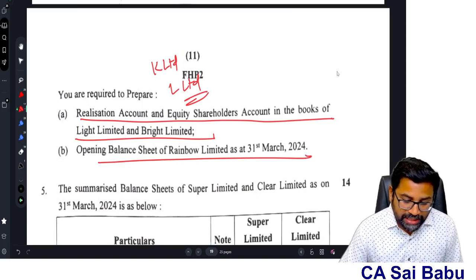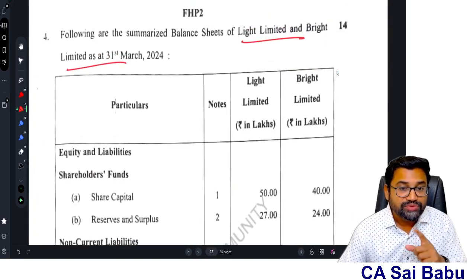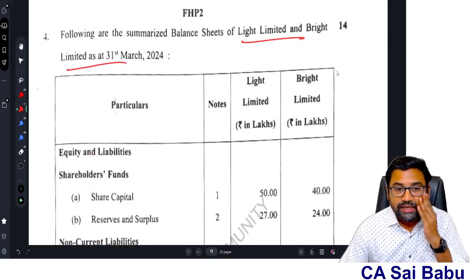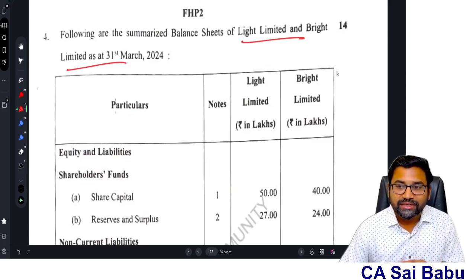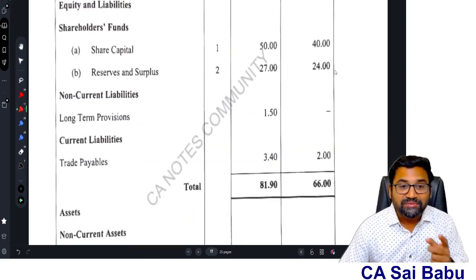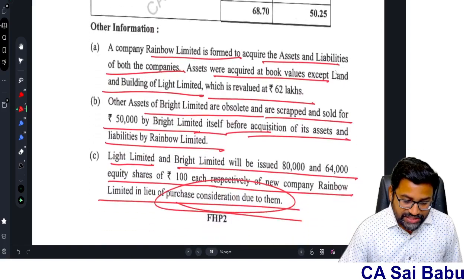Okay. Opening balance sheet of the new company. Here one interesting point, sir: in the study material, a similar question is there. In that question also, the transferee company details are not known because it's a new company. Now they are acquiring Light and Bright. So in the balance sheet, if any difference came, that will be treated as bank overdraft as far as the purchase consideration is concerned, I think.